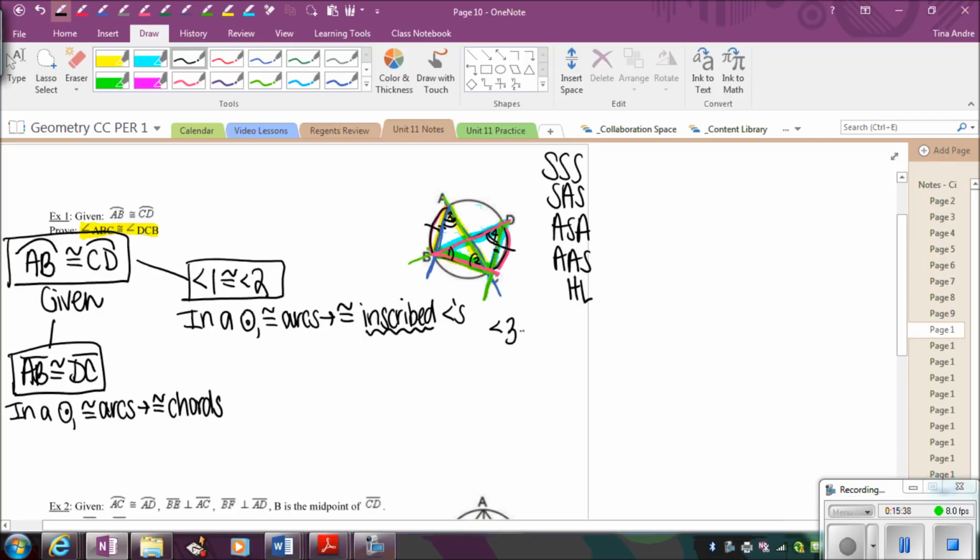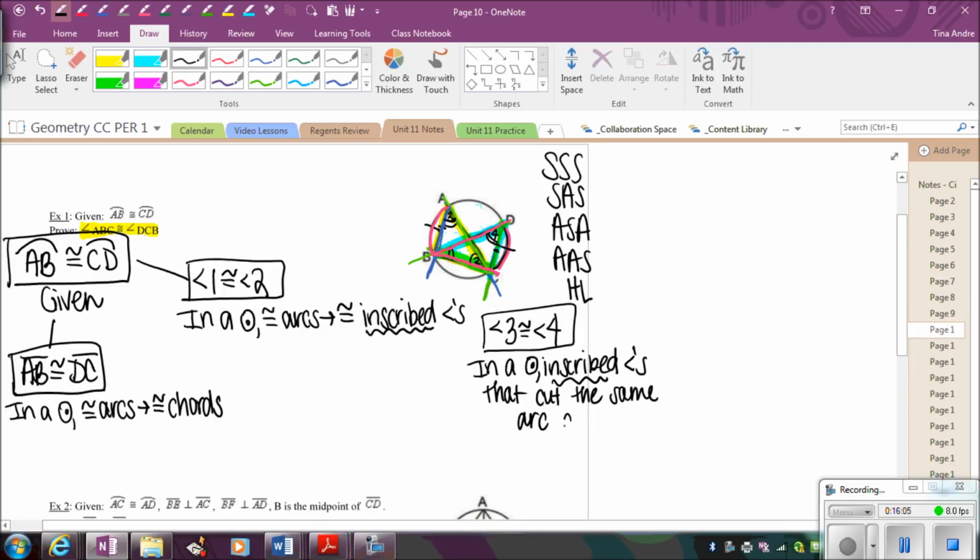This is going to be one of those floater statements because you can see it from the diagram. You don't have to be given anything. And we can say that they're congruent because in a circle, again, you have to say the type of angles, inscribed angles that cut the same arc are congruent.